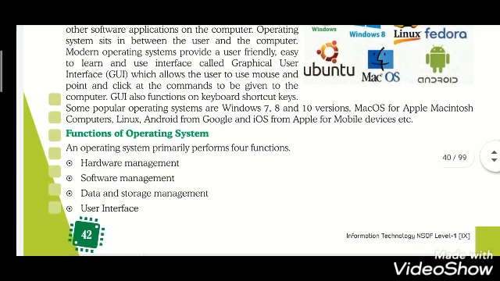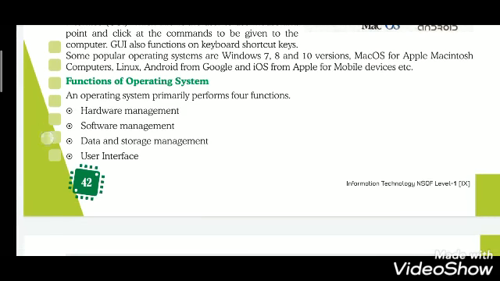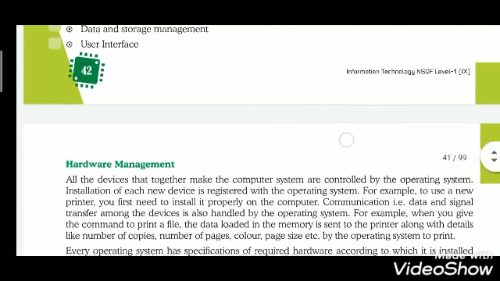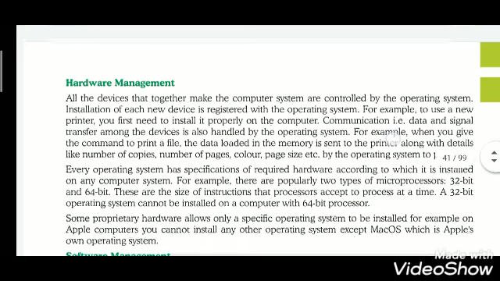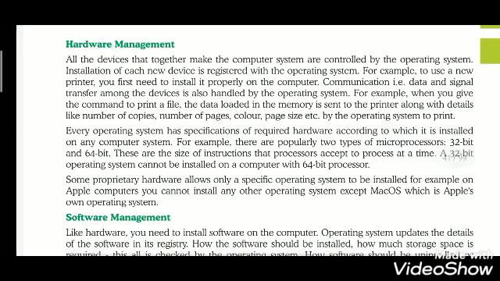Next one is the functions of operating system. There are many functions of operating system like hardware management, software management, data and storage management, and user interface. Let's come to know all these functions of operating system one by one. Hardware management. Operating system controls all the devices of the computer system. Every operating system has a specific requirement of hardware components for its functioning. For example, Apple computers only install the Mac OS operating system. We cannot install any other operating system on it.